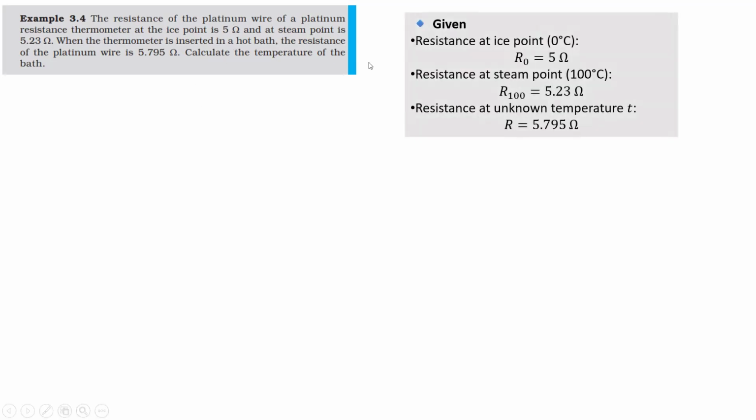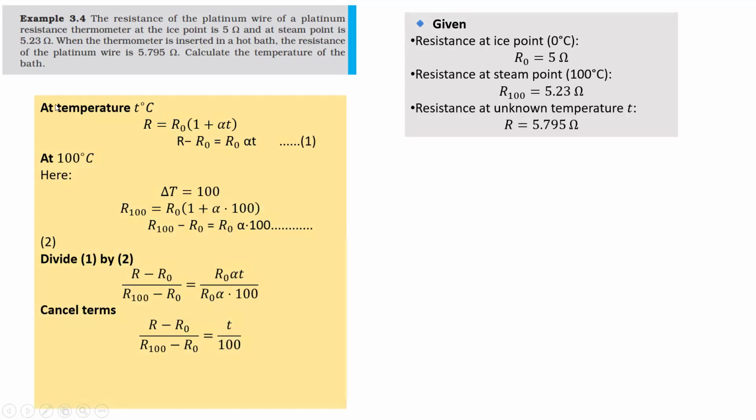First, we'll see what are the given values. Resistance at ice point, that is 0 degree centigrade, R0, initial resistance R0 is given as 5 ohm. And the resistance in the hot bath, that is R100, hot bath meaning boiling point, right? 100 degree centigrade steam is 5.23 ohm. Resistance at unknown temperature is 5.795 ohm. Here there are 3 resistances: at 0 degree, at 100 degree and another at unknown temperature. Find the temperature of the bath.